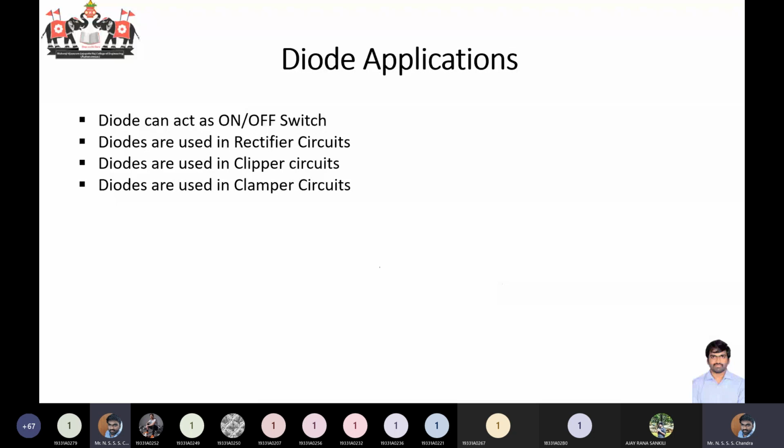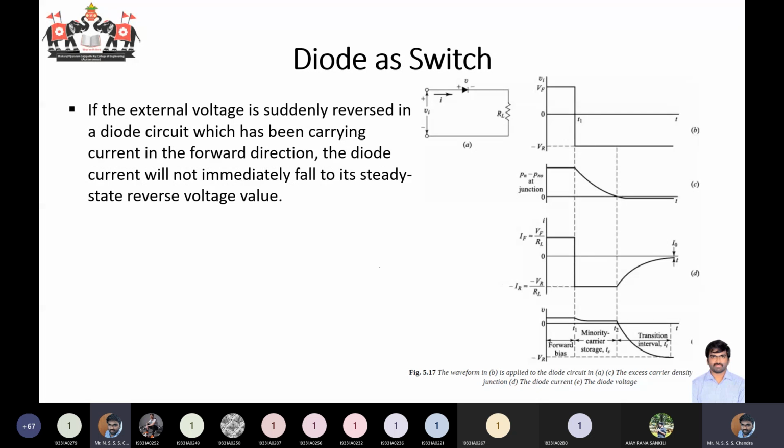Before proceeding to the diode as a switch application, I want to convey that no switch acts instantaneously. Even a mechanical switch takes milliseconds to turn on or turn off. Compared to that, electronic switches are faster. But a diode is also not an instantaneous switch. It will take some time to move from the on condition to the off condition, or from off to on. That is what we are going to discuss today: the diode as a switch.